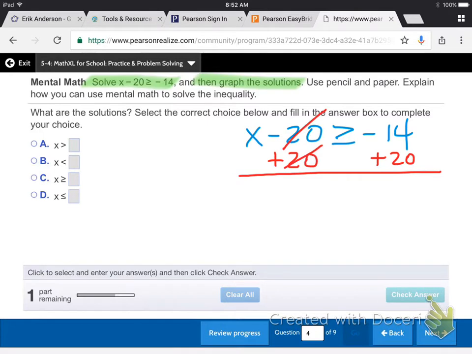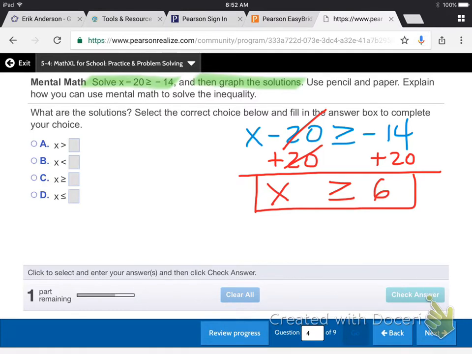20 minus 20 is 0. Bring down the x, bring down our inequality symbol, and now just take care of 20 and negative 14. 20 minus 14 is 6, and it's positive. There. And so I think we'll get to the graph on the next slide. So this is the solution right here. Go ahead and fill that answer in. Can you read what it says? It says x is greater than or equal to 6.